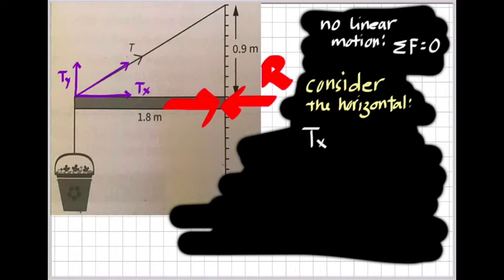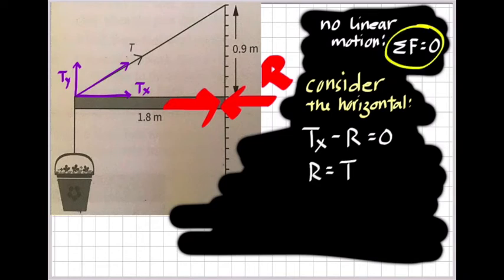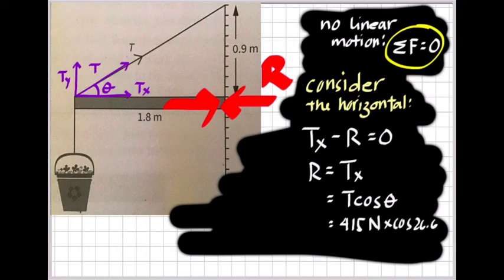And so we should have this horizontal component of tension minus the force R equal to 0, because there is no linear motion and all forces when added yield 0. Now let's simplify this. Force R must be equal in magnitude to the Tx, or the component of the tension along the horizontal axis. And because we know T already and the angle here, we can simply calculate the unknown by this: tension multiplied by cosine of the angle, or 415 Newton times cosine of 26.6 degrees, which should give us 371 Newton, the magnitude of force R.